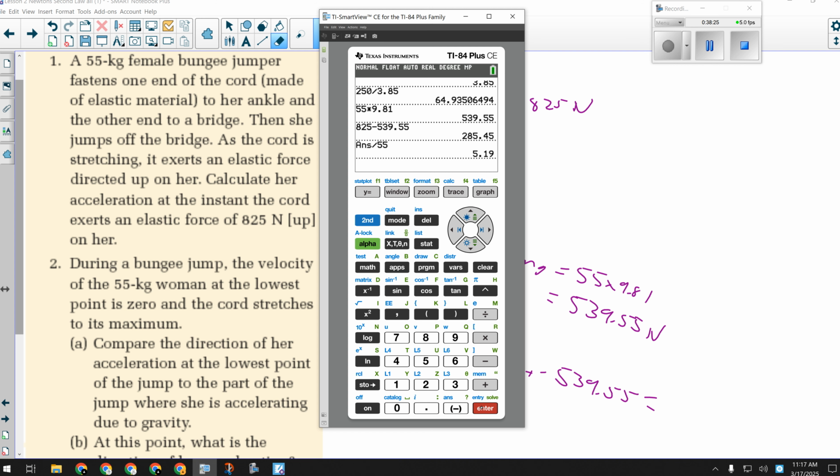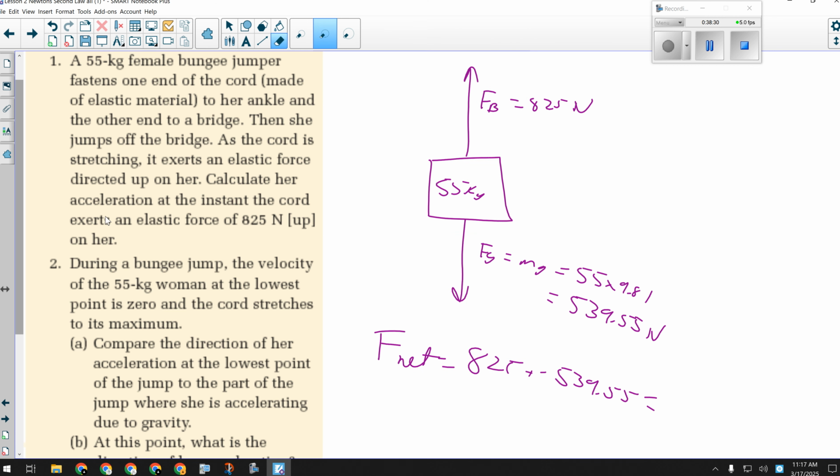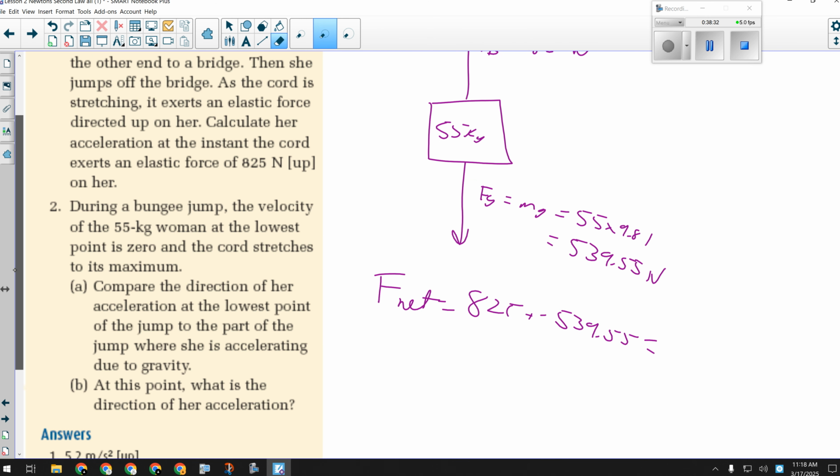Everybody with me there? That is what you want. How many people are done number two? I should probably put all of it up there, right?